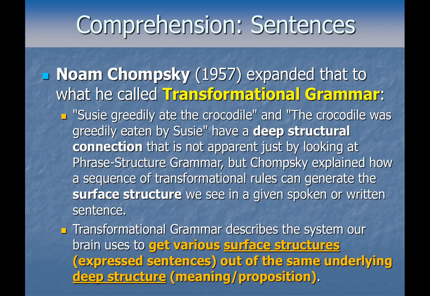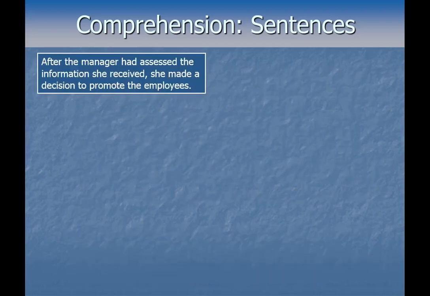And if this doesn't make sense, I'm going to post some frequently asked questions, a little clarification about transformational grammar. You can also Google this, or there are some YouTube videos that explain it decently. But here's an example of this. I just want to walk through one quick example, and then we'll finish this bit up.